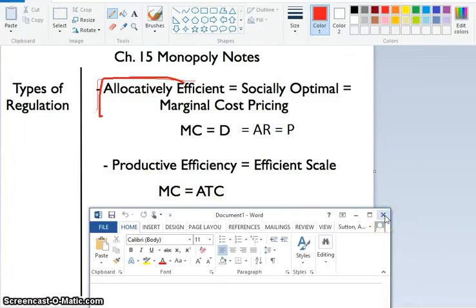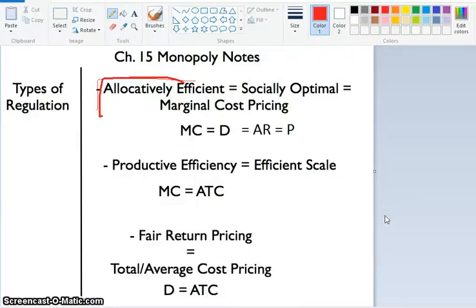All right, the last rule, well, technically not the last rule. The last rule that I'm going to have you write here is what we call fair return pricing, or total/average cost pricing. I don't know that I've seen one on the test like this, but I'm not saying that doesn't mean it's not possible. For the test, I would totally tell you that allocatively efficient and socially optimal, you gotta know those. This one's probably number 2, and this one's definitely number 3 to me anyways.